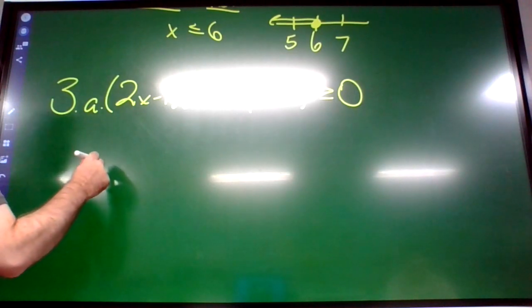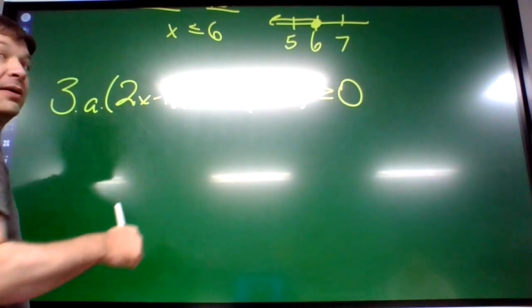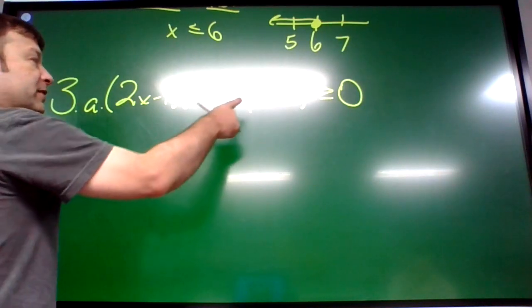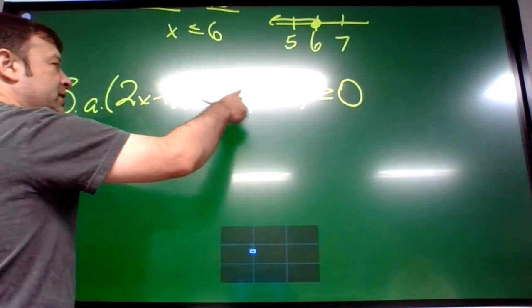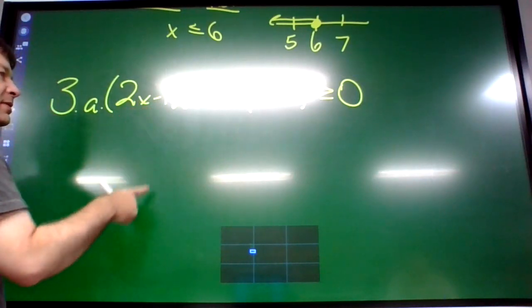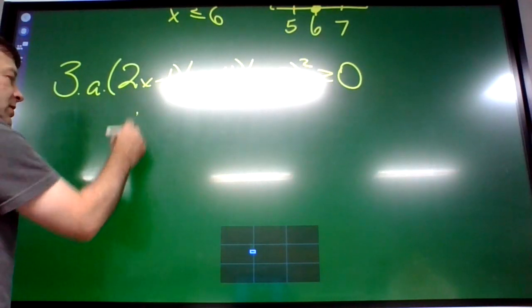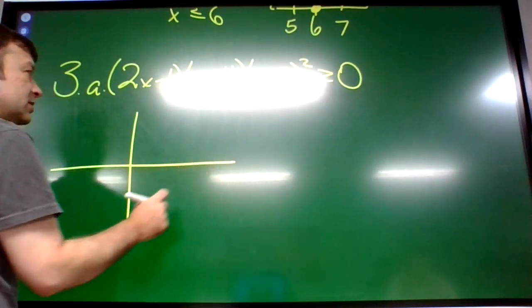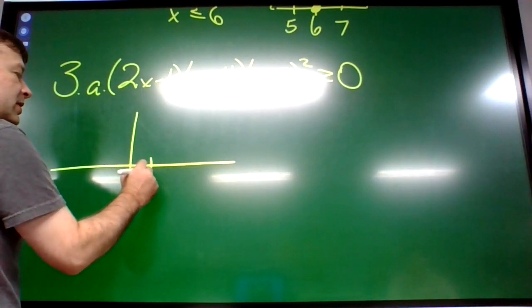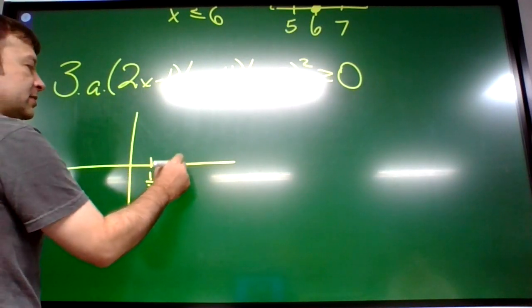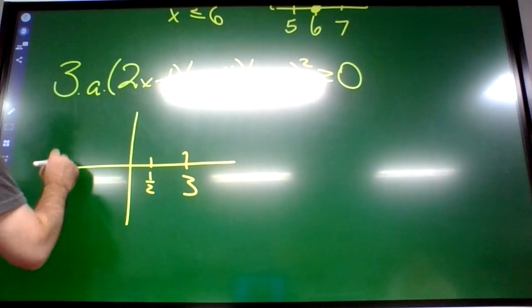You guys remember how we did this? If it was an equation, the answers would be like 3, -4, 1/2, right? But if it's an inequality, what we did was we graphed those zeros. So like 1/2, we'll say is right there, 3 is right here, -4.